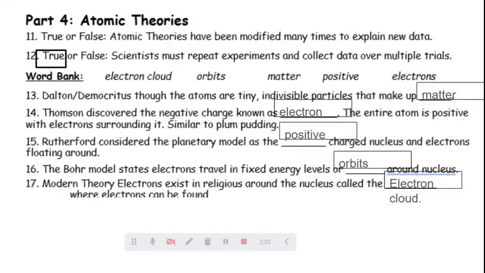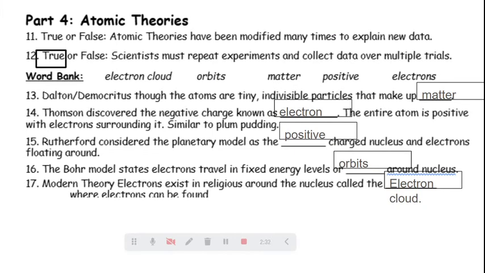Part 4, atomic theories. So the first answer is true. The second answer is true, right? So atomic theories have been modified many times to explain new data, and scientists do need to repeat experiments over and over while they're collecting data. Talking about our famous scientists, right? Dalton and Democritus. They were the first scientists that just thought the atoms were small and hard, and they are tiny, they're indivisible particles that make up matter.